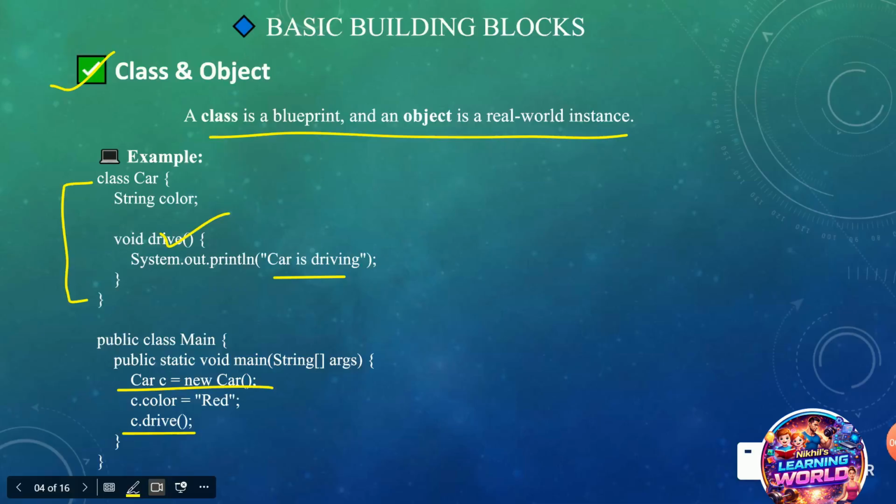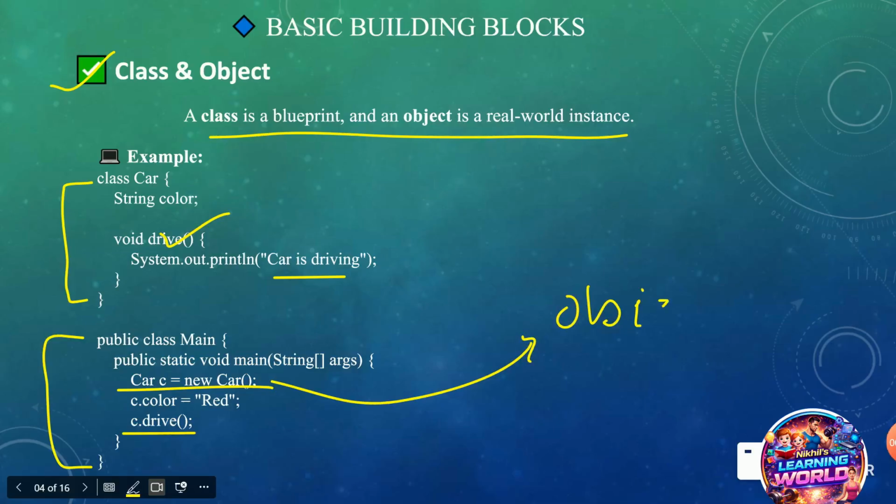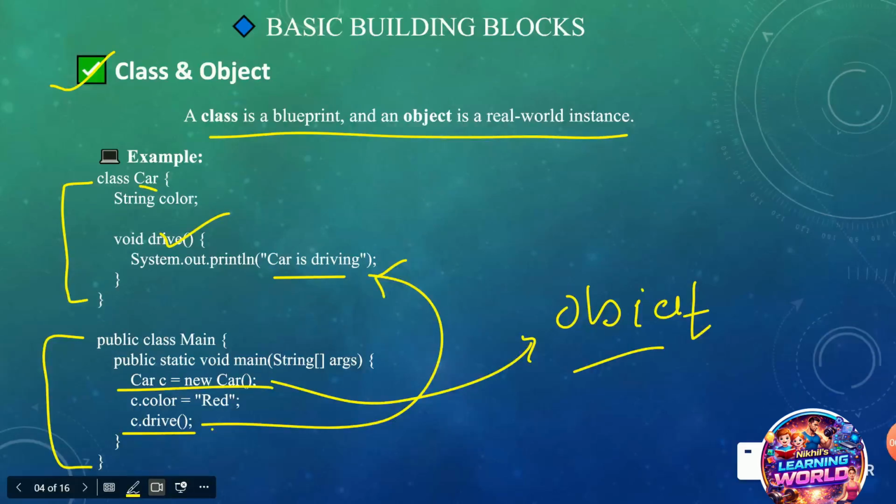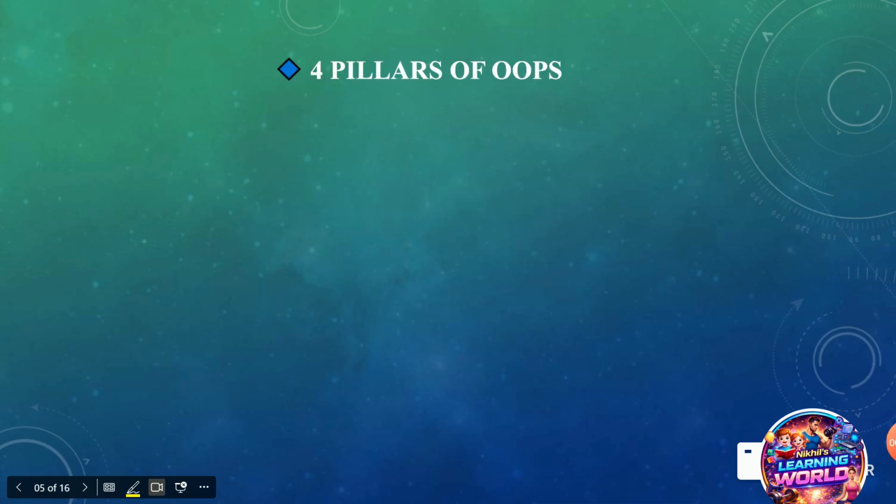Here we can create an object to call that function. Car c = new Car, c.color equals red, and c.drive, and "car is driving" will be printed in the console. Here Car is a class, and c is an object. So this is class and object in a Java program, or in the OOPS concept.